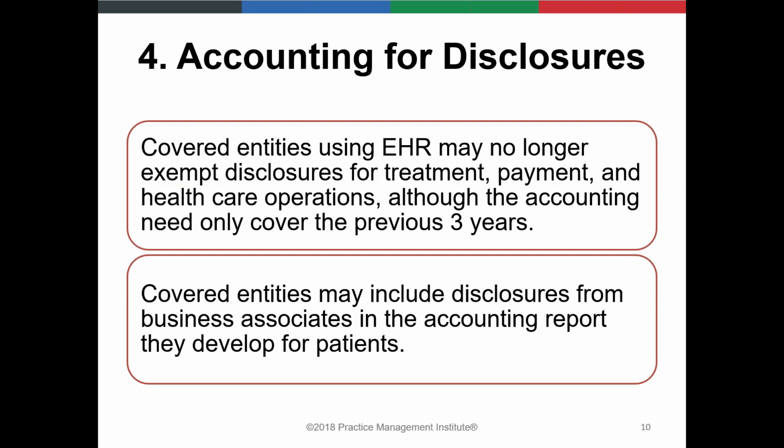One of the other things that ERA changed is that covered entities using electronic health records may no longer exempt disclosures for treatment, payment, and healthcare operations. So if there are electronic breaches in your practice management software, or you email somebody about a patient over regular email and there is a breach, then you now have to disclose that to the patient. Let them know that there was a breach in their PHI, but you only have to go back 3 years. You don't have to go back farther than 3 years.